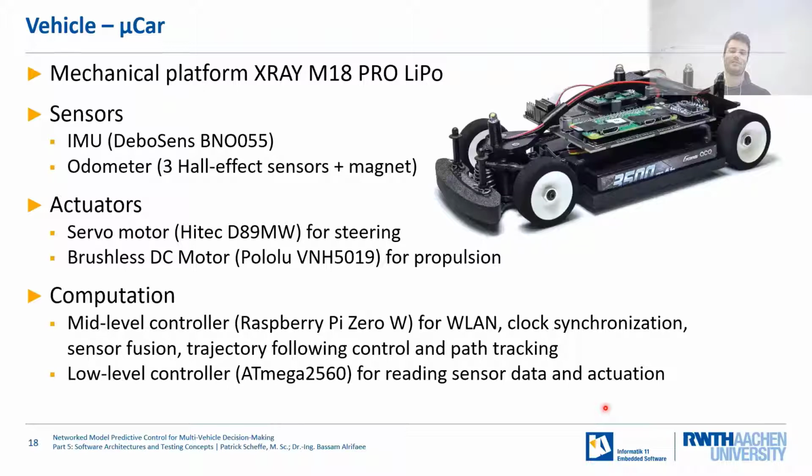We created our model scale vehicles based on a mechanical platform that is readily available. It's an off-the-shelf platform of a model scale race car called X-Ray M18 Pro. People use it also to compete in races. But we just took the mechanical base of that and modified it to work for our networked experiments. So we added sensors, actuators, and computation units.